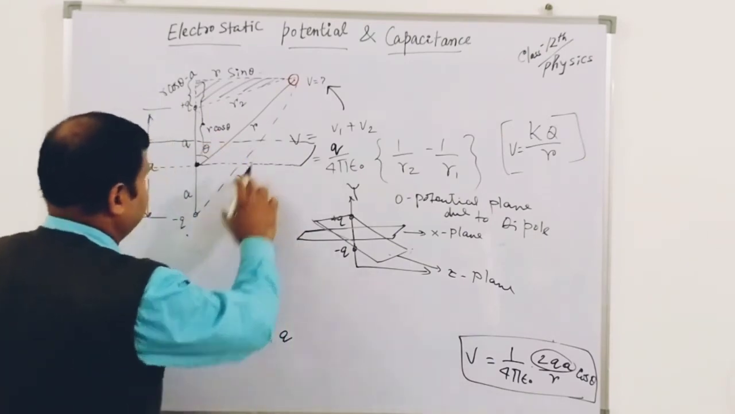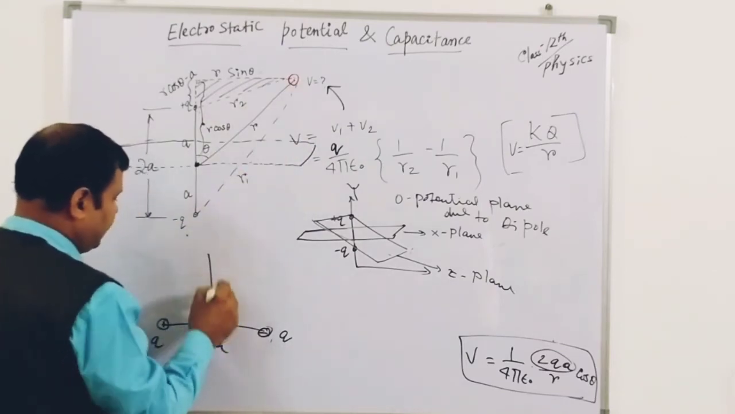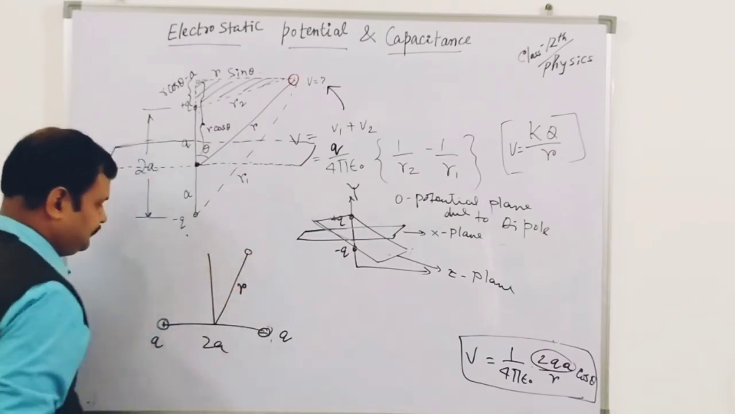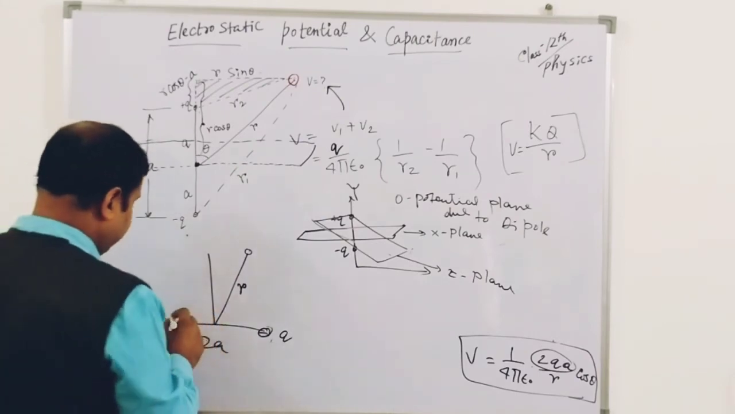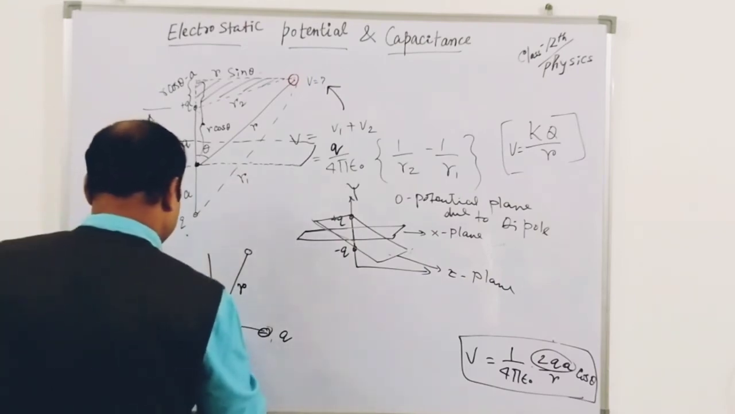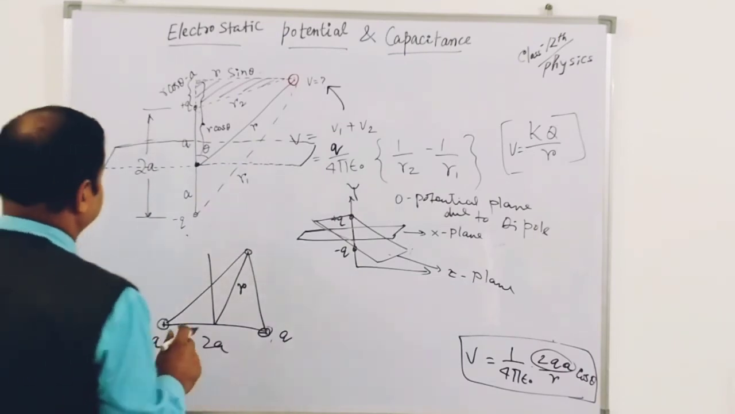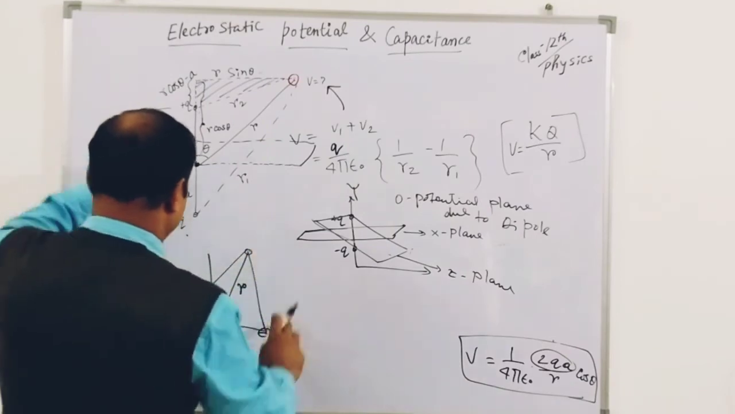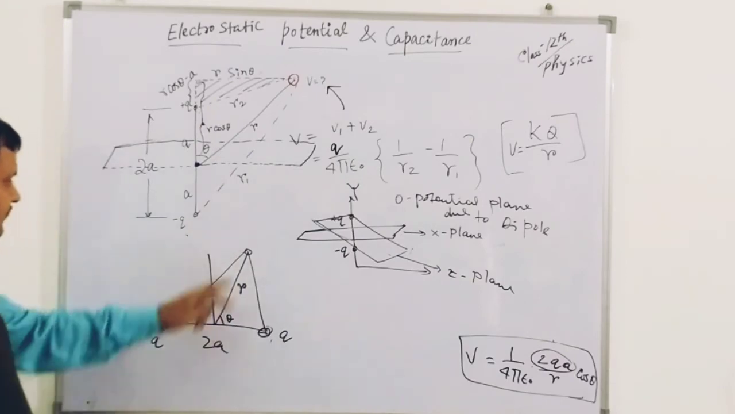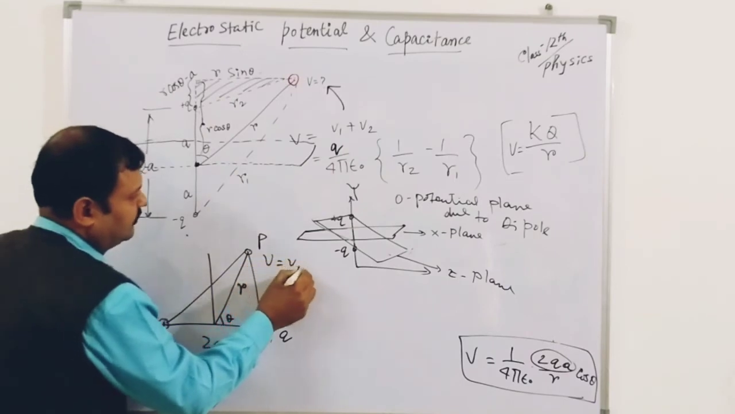Or you can take x, because r we have already considered is a point from the middle of this. Any point, its distance from the middle is, suppose, r. And what is cos theta? Cos theta is the angle between this r and point P. You just tilt this one, this will be the theta. And we need to calculate this as V1 plus V2.